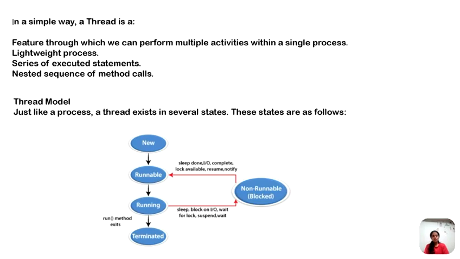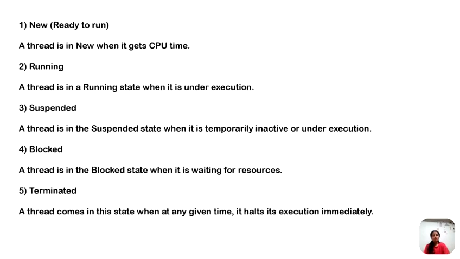Thread model. Just like a process, a thread exists in several states. These states are as follows: new, runnable, running, terminated, and non-runnable. Firstly, we'll see what is new. New, that is ready to run. A thread is in the runnable state when it gets CPU time.